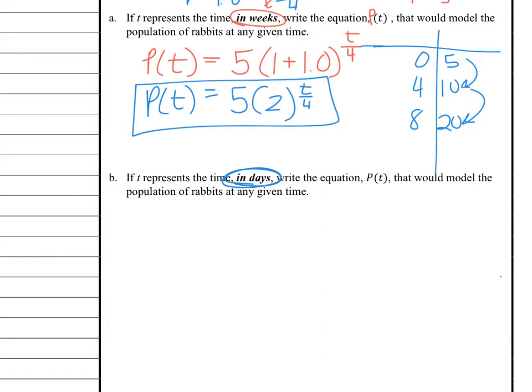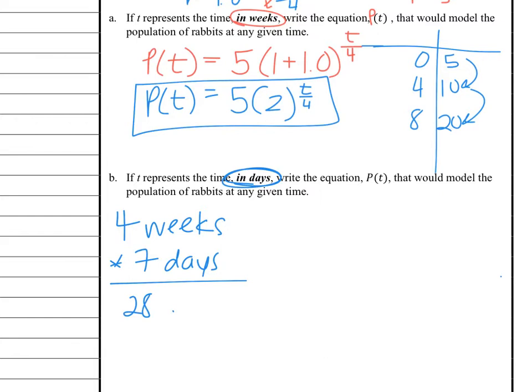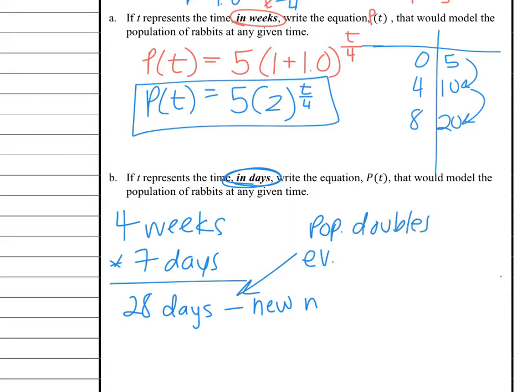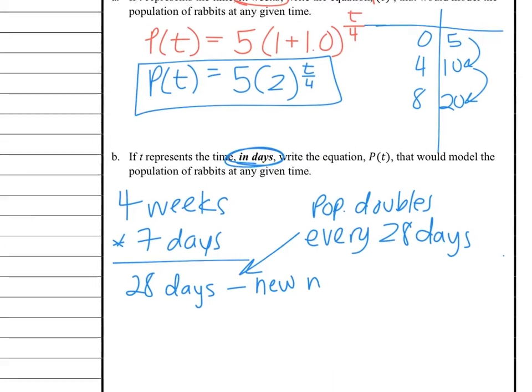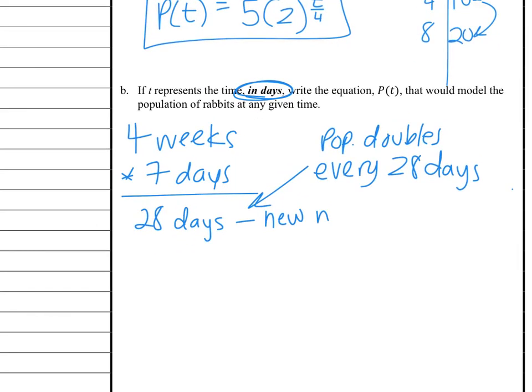So remember that we are doing this doubling thing every 4 weeks. And there are 7 days in a week, so we have to multiply to figure out how many days this doubling happens. 28 days. This is going to be our new n. So, right, this happens, population doubles every 28 days. Because 28 days is 4 weeks. Remember, again, it was just doubling every 4 weeks, but we needed it in terms of days. So we had to do a little conversion.